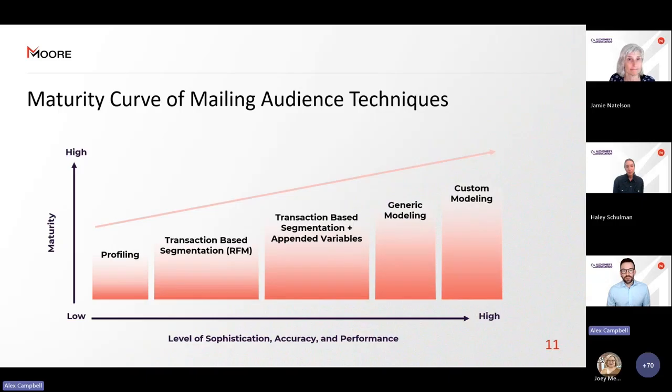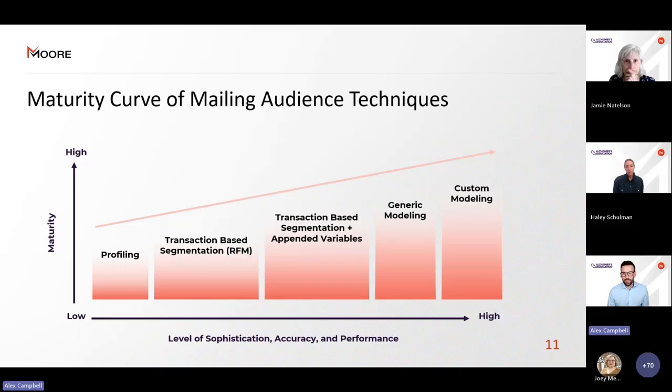So all those key goals that Jamie just mentioned is what we're going to talk more about today, and how they are achieved through our offer assignment model. I'm going to give a little bit of background on predictive modeling in general, starting with a maturity curve of mailing audience techniques. This is thinking about who we are reaching out to, and how we're reaching out to them.